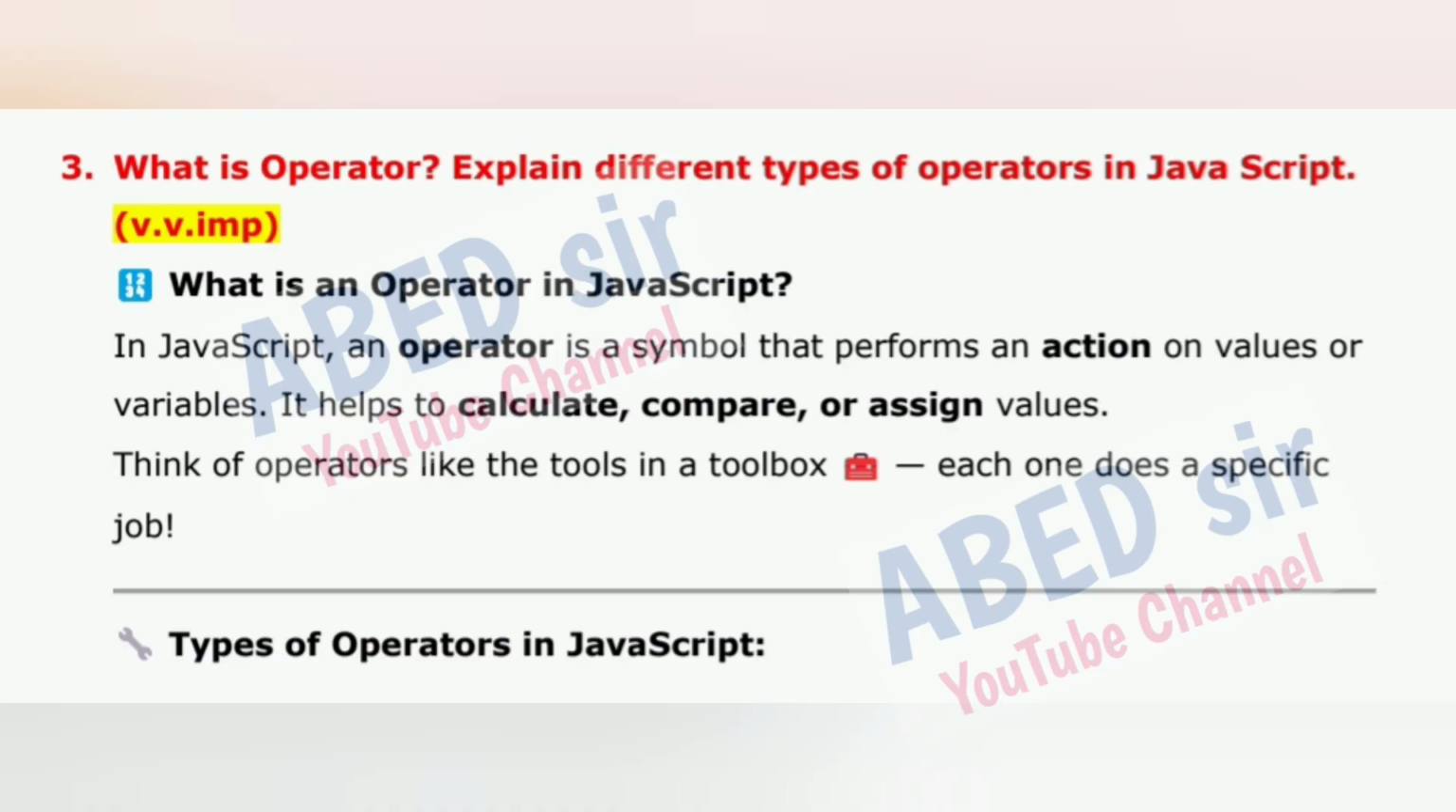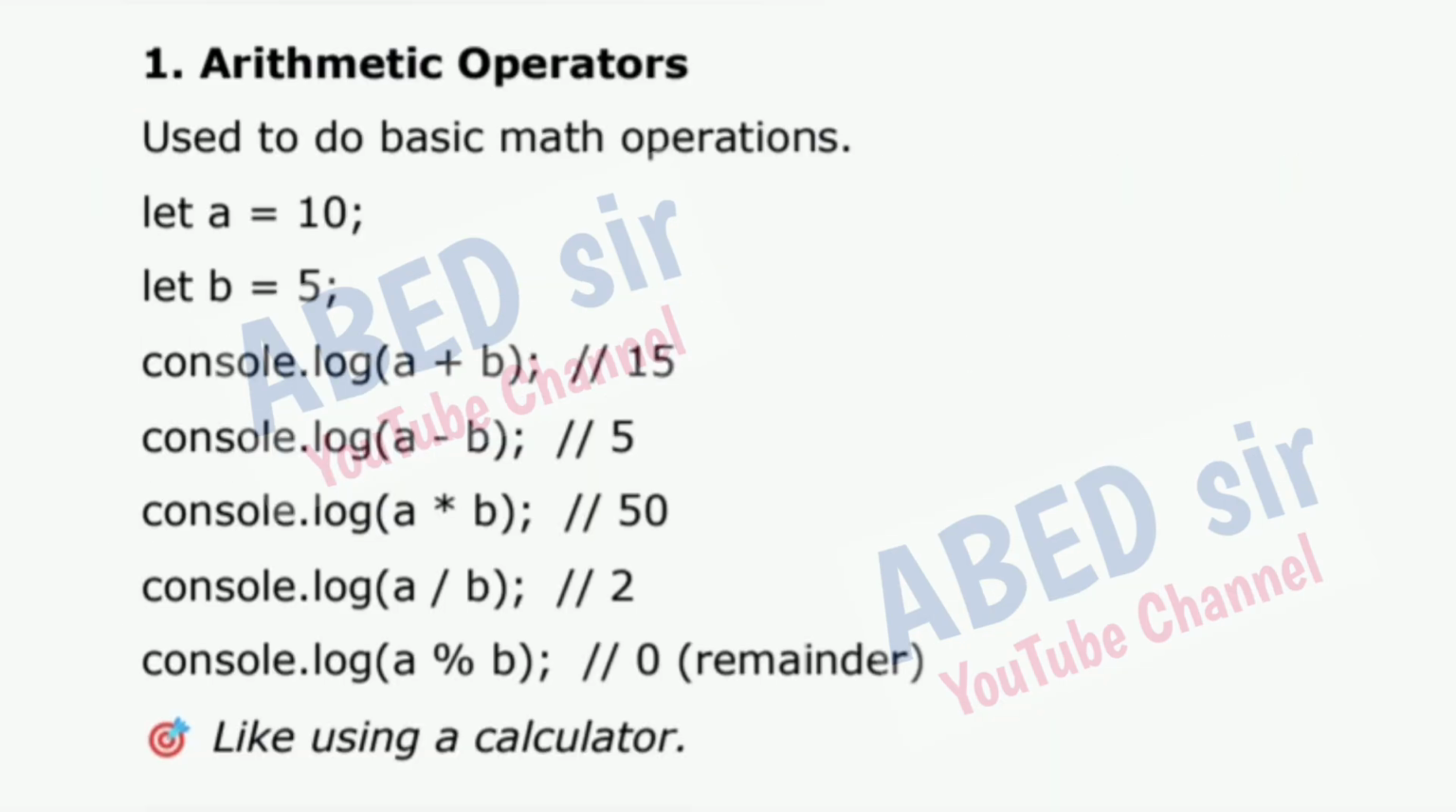Types of operators in JavaScript. 1. Arithmetic operators. Used to do basic math operations. let a = 10; let b = 5. console.log(a + b) gives 15. console.log(a - b) gives 5. console.log(a * b) gives 50. console.log(a / b) gives 2. console.log(a % b) gives 0, the remainder. Like using a calculator.